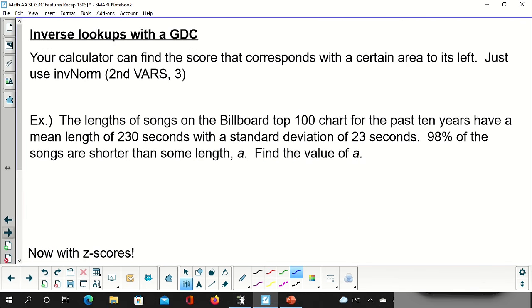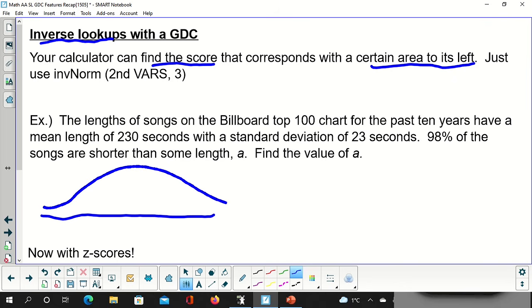We've found a bunch of probabilities or areas at this point. Now let's do some of these inverse lookups. So this is where you're looking for a score. You're trying to find the score. And you need to tell the calculator the area that's to its left. So here's an example. The lengths of songs on the Billboard Top 100 chart for the past 10 years have a mean length of 230 seconds and a standard deviation of 23 seconds. So here's what's going on.